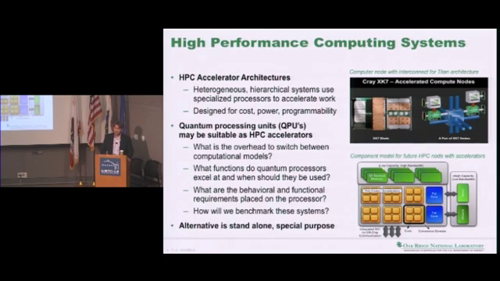And I say may because there's a series of questions that I think raise a concern about whether or not that's actually true. So first off, what is the overhead to switch between computational models? So the HPC systems are built around this CMOS-based technology, a very von Neumann approach to computing with a very specific programming model and execution model. And yet, quantum computing takes a lot away from that conversation, but it also is inventing new ideas and concepts. So how do we switch back and forth between those two models efficiently in order to carry out scientific computation?